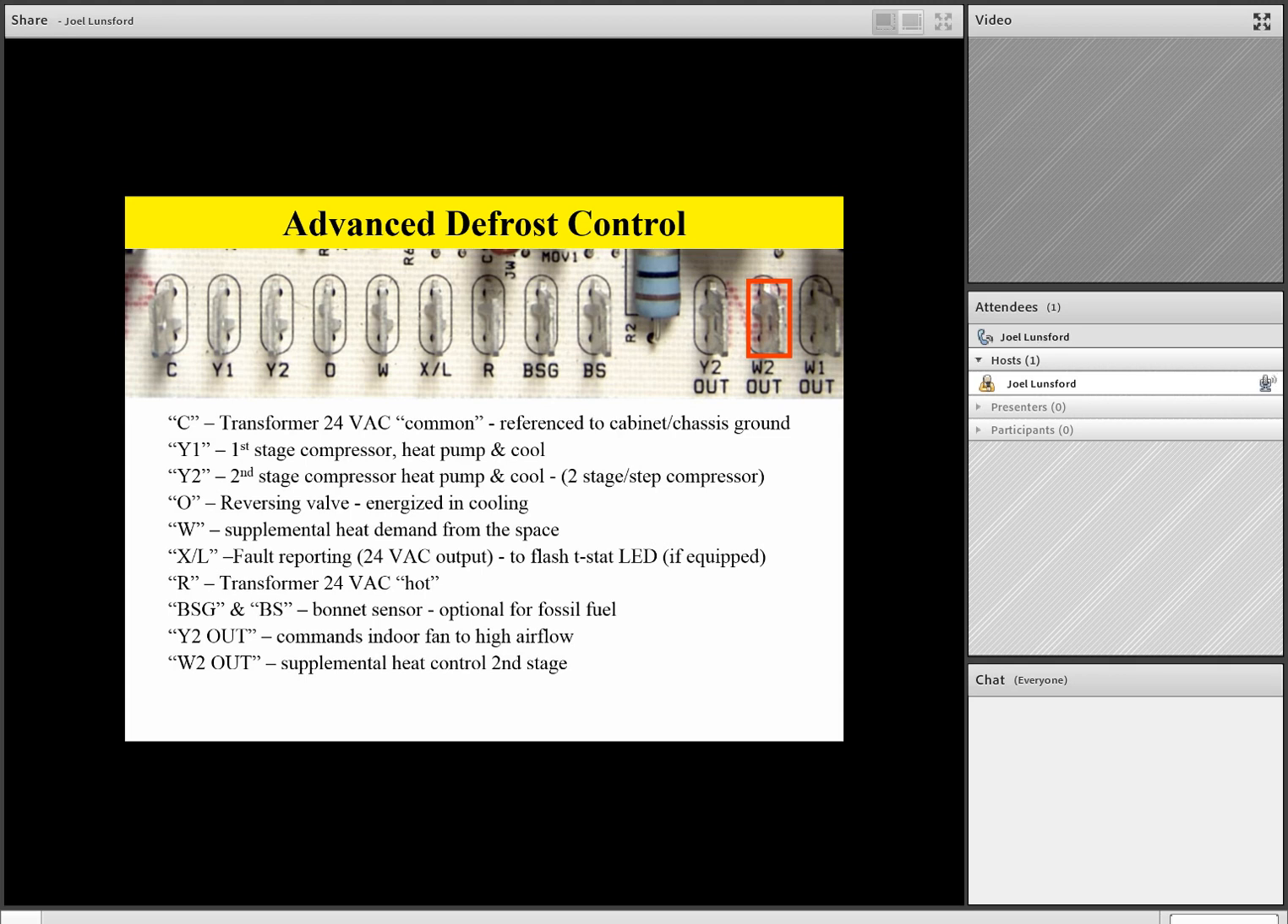W1 out is our first stage auxiliary heat, and again we'll utilize our outdoor unit. One of the nice features about our Champion Advanced Defrost Control is it allows us to stage our auxiliary heat based on outdoor air temperature outside. So we'll do that via the W1 out and the W2 out on the control board outside.